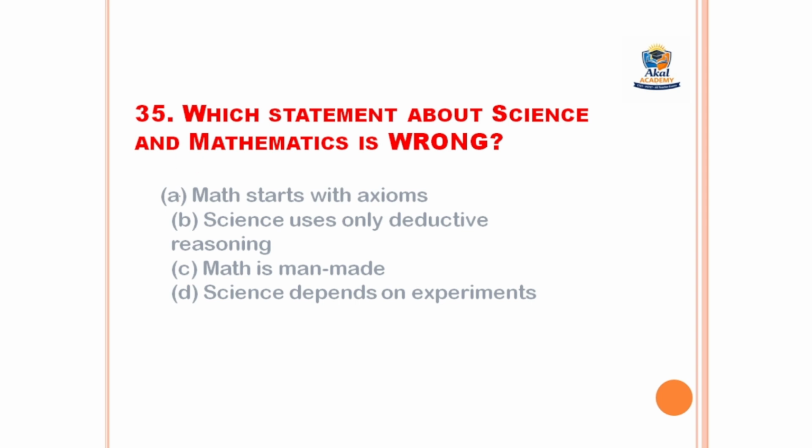35. Which statement about science and mathematics is wrong? Science uses only deductive reasoning. Math is man-made. Science depends on experiment. Option A.